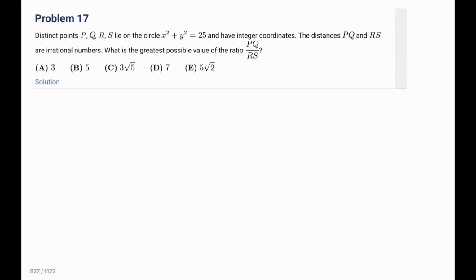Number 17, distinct points P, Q, R, S lie in the circle x squared plus y squared equals 25 and have integer coordinates.